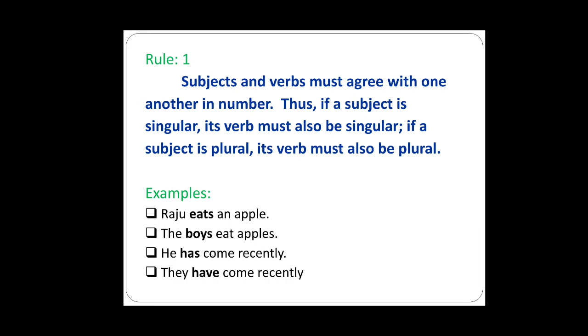Examples: Raju eats an apple. In this sentence, the subject Raju is singular, so we use singular verb eats. The boys eat apples. In this sentence, the boys is plural subject, so we use plural verb eat. He has come recently. In this sentence, he is singular, so the verb has is used. They have come recently. In this sentence, they is plural subject, so we use plural verb have.